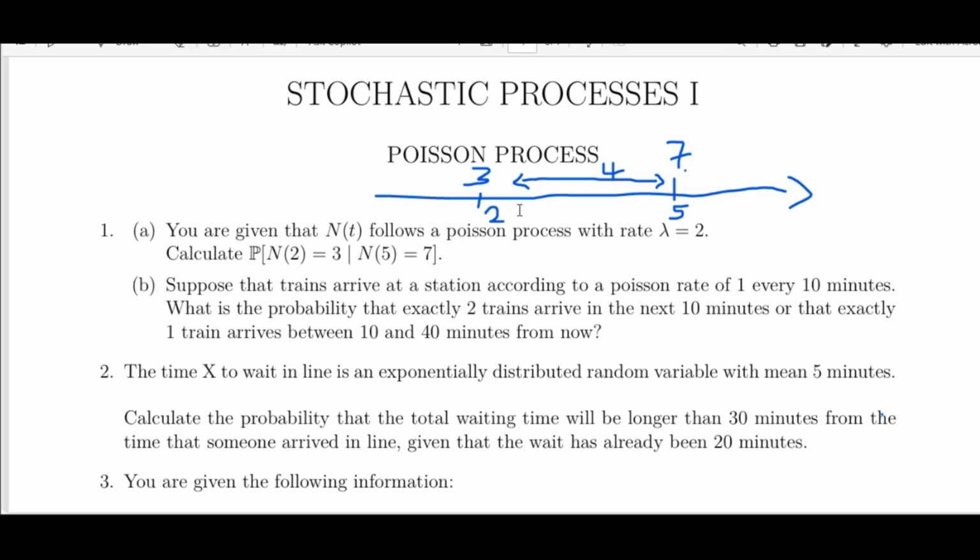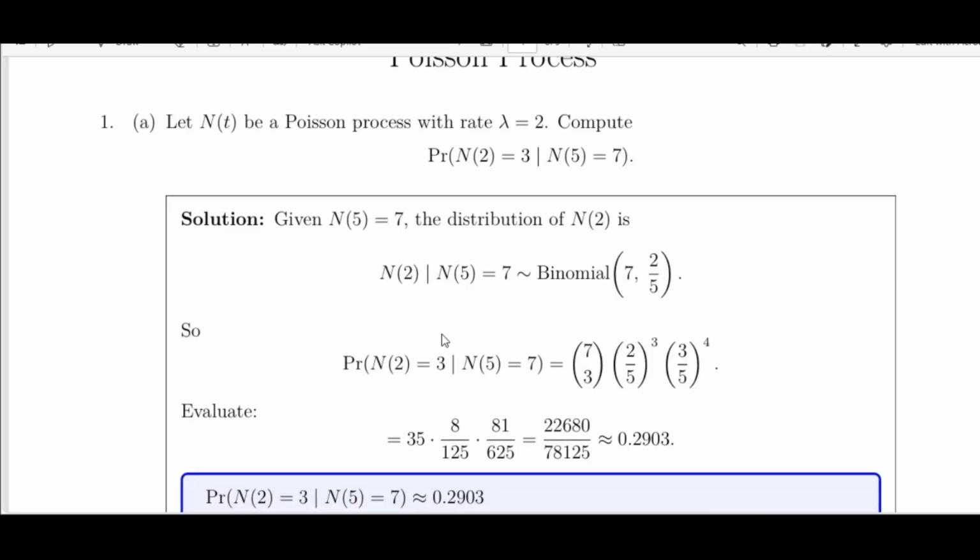And between time 2 and time 5, that is with a length of 3, because 5 minus 2 will give us 3. So the probability is going to be 3 over 5, with 4 customers. So that is what the first solution is looking at. So it's binomial with a probability 2 over 5.